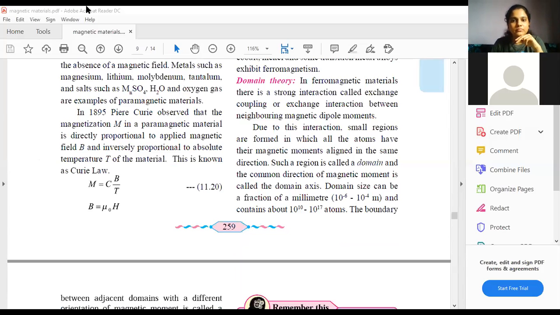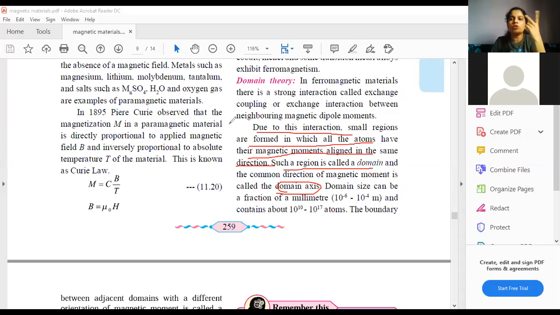Okay, fine. So you all can see due to this interaction, small regions are formed in which all the atoms have their magnetic moments aligned in the same direction. Such a region is called a domain. And the common direction of magnetic moment is called the domain axis. So whether it is horizontal or vertical, inside one domain, the direction of the dipole moment is called the domain axis. So these are just terms that you all are supposed to remember.